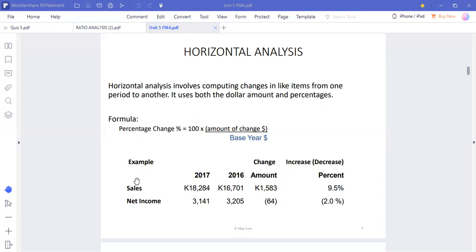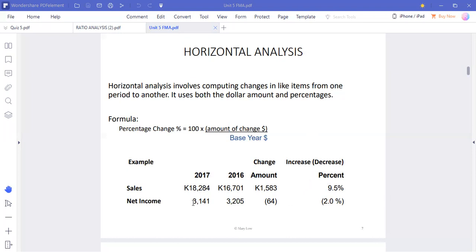For instance, if we want to find, using the horizontal analysis, the change in sales for this company, we have 2017 and 2016. The difference between these two is 1,500. So the percentage is simply the change divided by the base year. We divide the 1,500 over the 16,000, meaning we have a percentage increase of 9.5. Where the percentage is positive, it is an increase. Where it is in brackets, it's a decrease.